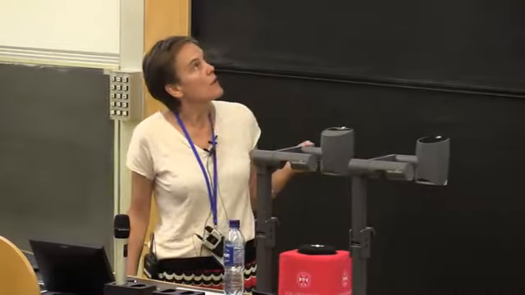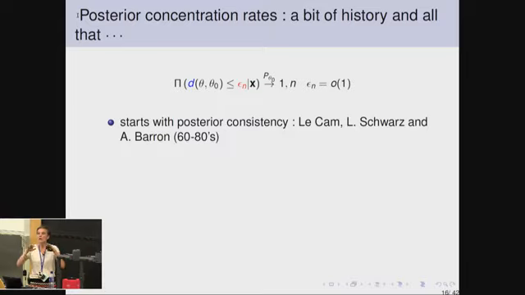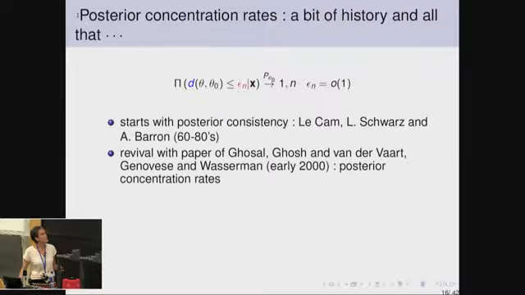So there is now, as I said, a large literature on posterior concentration rates, and it is not so modern. It dates from the work of Le Cam and Lawrence Schwartz, and then later Andrew Barron, who paved the way to analyze these posterior concentration rates by looking essentially at consistency, but it's essentially the same story.